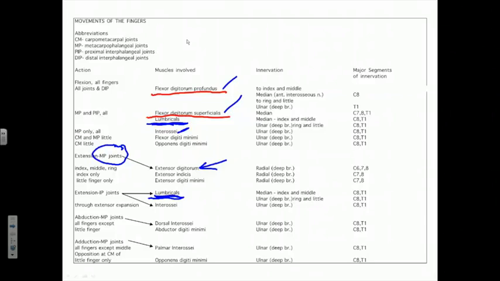Then, as we will see when we look at the intrinsic muscles of the hand, the interosseous muscles come in two groups. There is a group of dorsal interosseous muscles, which will allow us to spread our fingers by abducting them at the MP joints, and a series of palmar interossei that perform the antagonistic actions by bringing our fingers back to the anatomic position by moving them toward the defined axis that extends through the middle finger.